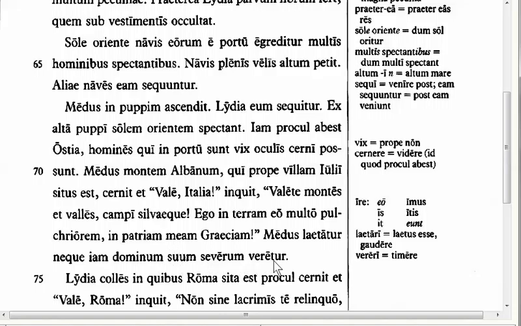Veretur, a deponent verb, from the infinitive being vereri, to fear, meaning the same thing as timere. Notice in the margin, vereri, this passive infinitive construction, looks passive, but is actually deponent again. To fear, the same as the active infinitive here, timere. Same thing with laetari. To rejoice, meaning the same as gaudere, to rejoice.